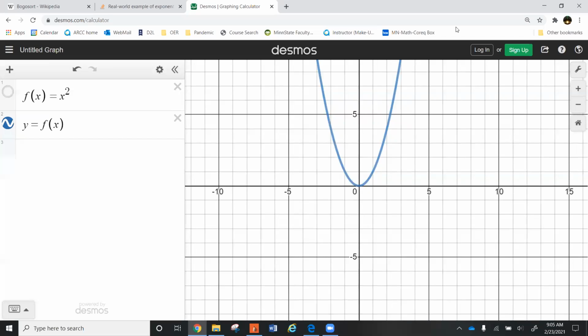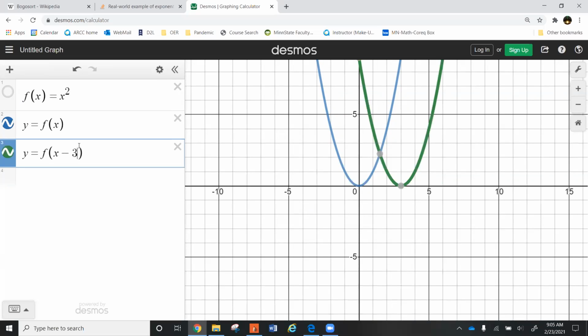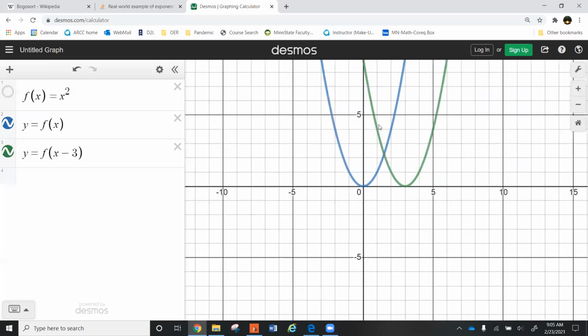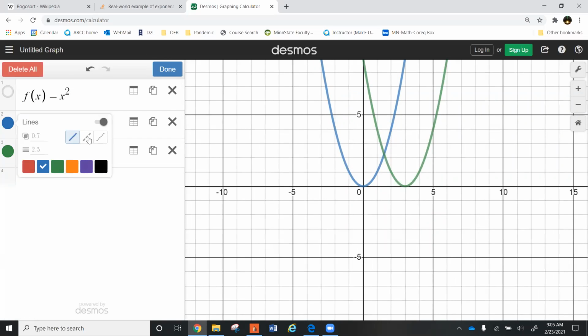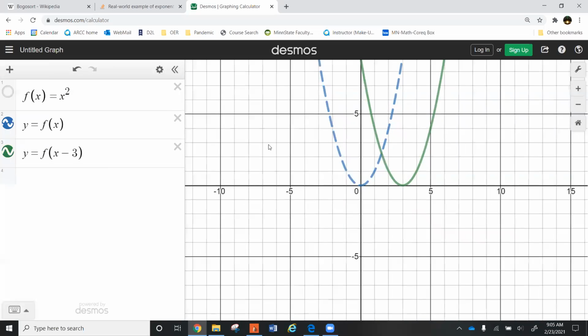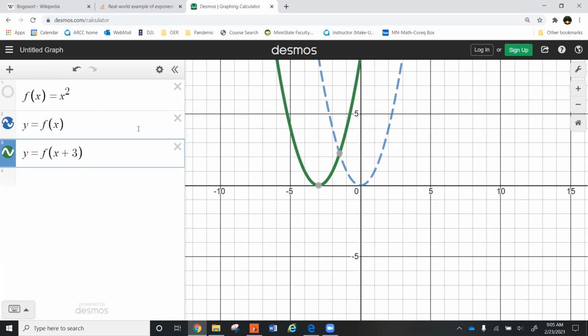Okay, so the idea of transformations is I can take this graph, y equals f of x, and make another version of it. If I subtract 3 from the x inside here, what happens is I've shifted this graph to the right. So I've got this blue graph, which was the original. I'm going to make the original graph a dashed line here, and then this other version is shifted to the right. This is called a transformation. This is a shift transformation. If I subtract a number from x, it shifts to the right. If I add a number to x, it shifts to the left.